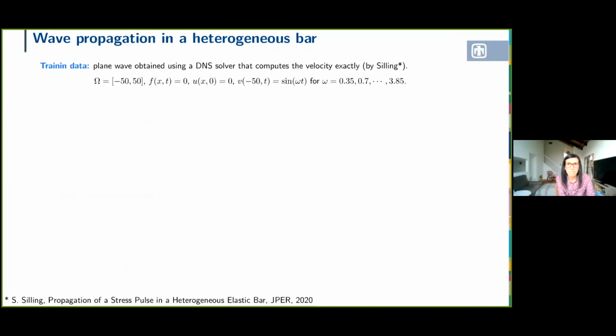So just a few words on the training data that we use. The high fidelity simulations are obtained with a solver that is exact for the velocity. And we're gonna use as training data this plane wave. So zero forcing term, zero initial displacement, and this is the type of velocity that we consider for different omegas.